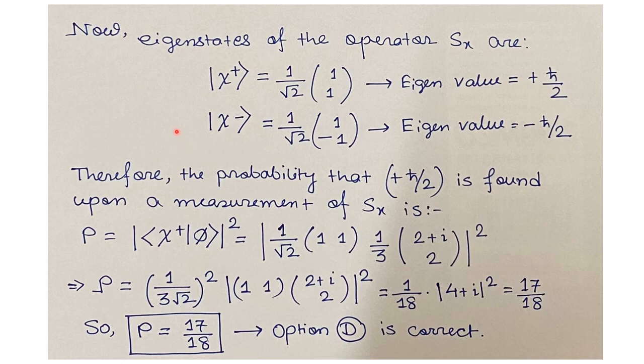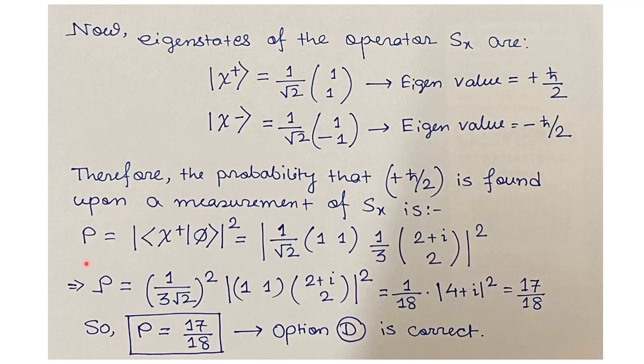After doing the measurement on the phi state, we will get this chi plus state as the final state with the eigenvalue plus h cut by 2 with some probability. So we have to find that probability of getting the chi plus state as the final state. In order to find the probability, we will take the inner product between the final state chi plus and the initial state phi, and after that we will take the mod square of that inner product. So let us do that operation.